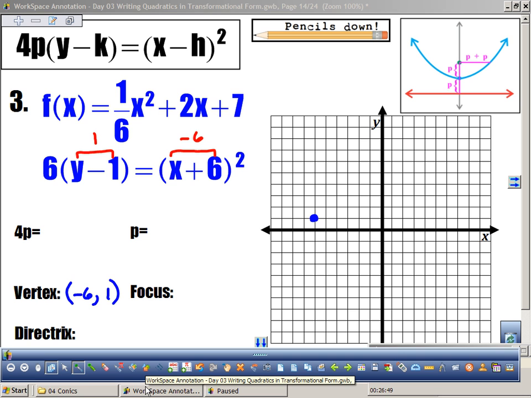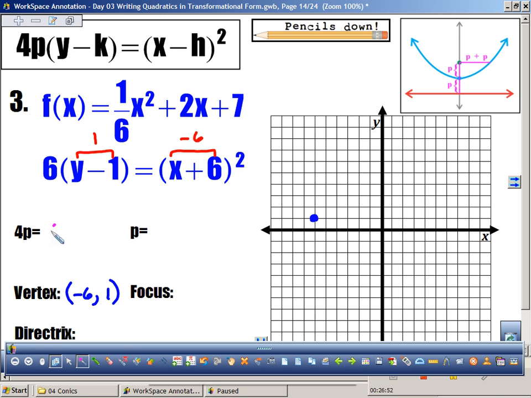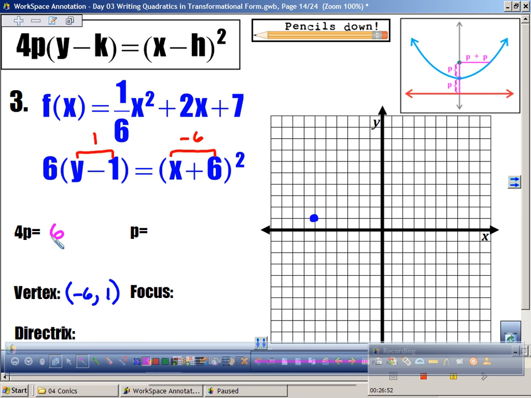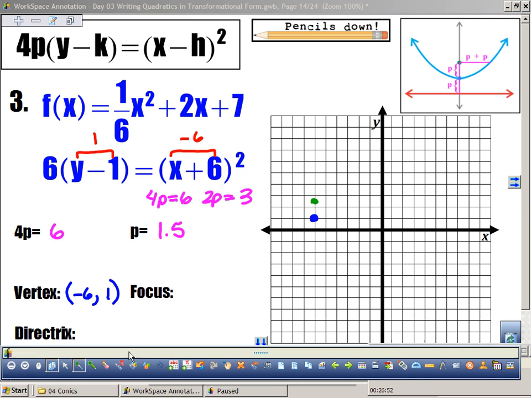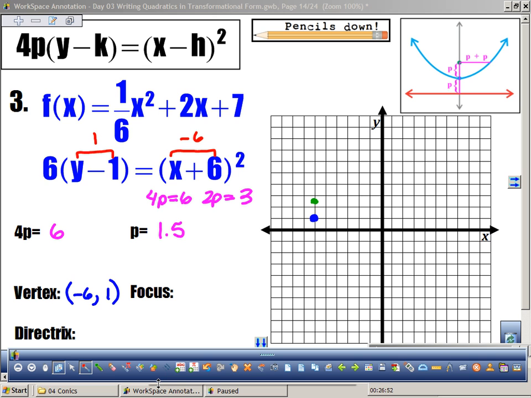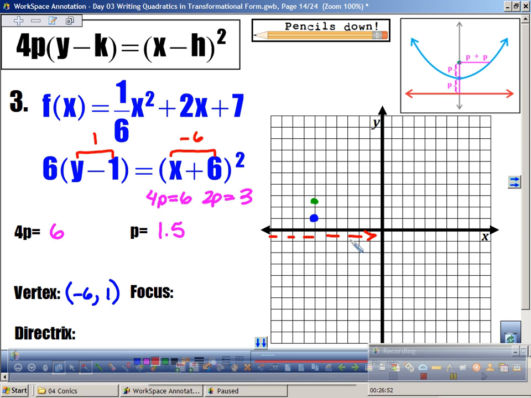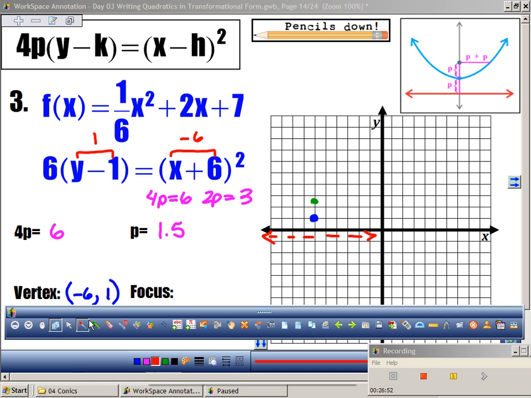Now our focus is going to be a little bit harder, right? Because 4p is 6. How much is half of 4p? 3. So if 4p equals 6, then 2p equals 3. That means 1p equals 1.5. Not much fun, right? So in order to get to my focus, I got to go up 1.5. And to get to my directrix, I need to go down 1.5. And it's 6 wide, so I'm going out 3, 1, 2, 3, and out 3, 1, 2, 3.